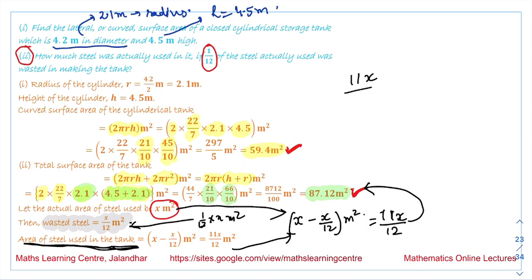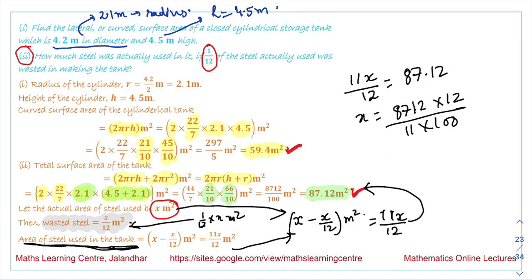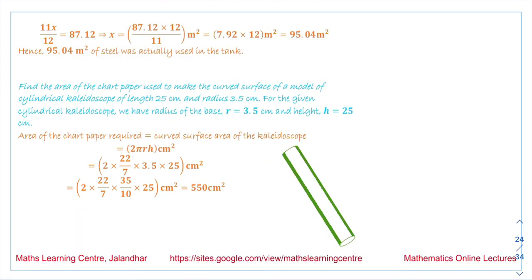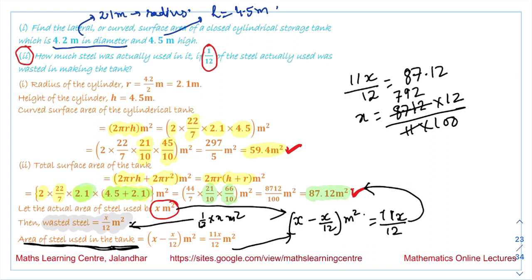So 11x by 12 is equal to 87.12, and the value of x is 87.12 into 12 by 11 into 100. We have removed the decimal, and 100 is over there. When we divide these values, we get 7.9, and into 12, the answer is 9504 by 100, which is equal to 95.04 meter square. So this is the value of the actual steel used in making the tank.